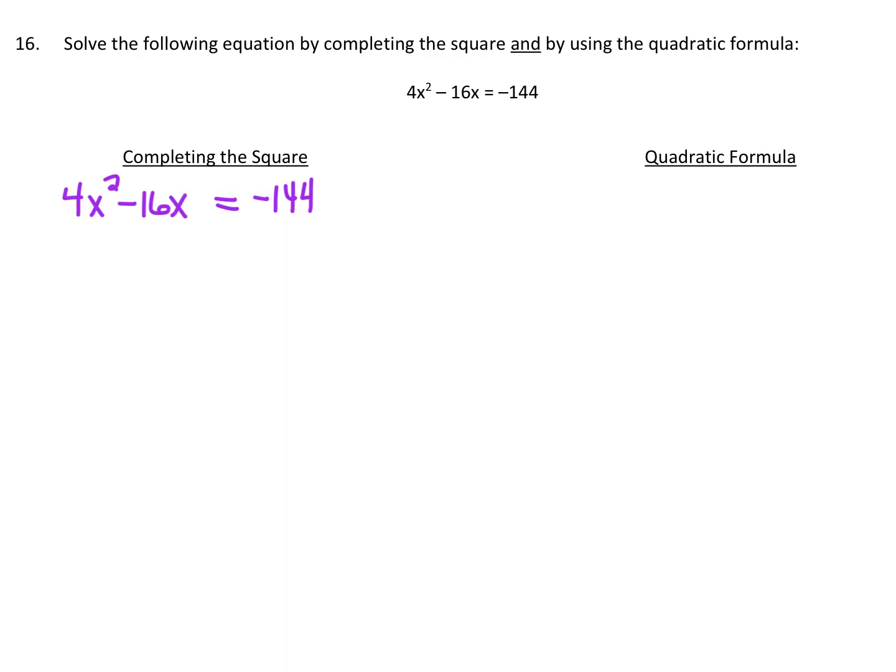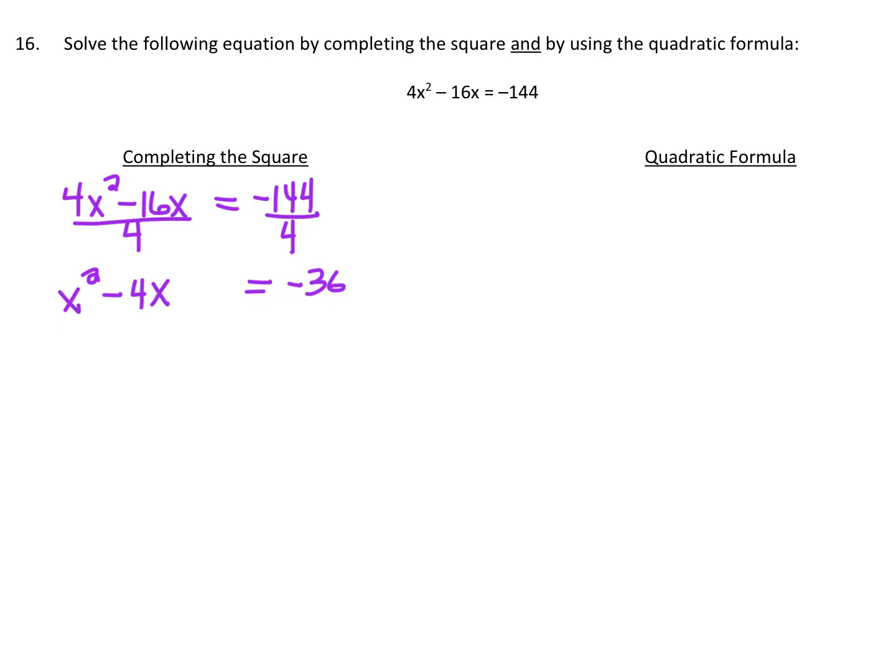Now, if you remember, we need to get this to be a 1x squared. So whenever there's a number in front of the x squared, we're going to divide everything by that number. In this case, we're going to divide everything by 4, leaving us with x squared minus 4x. I'm just dividing every number by 4. And then equals negative 144 divided by 4 is negative 36.